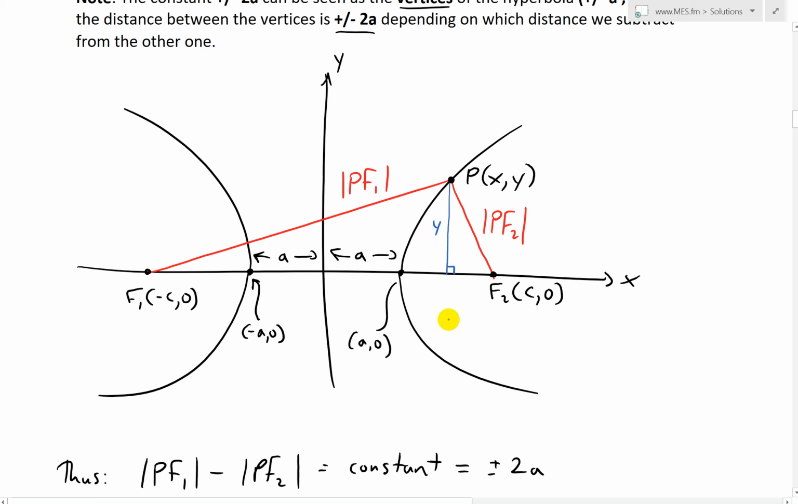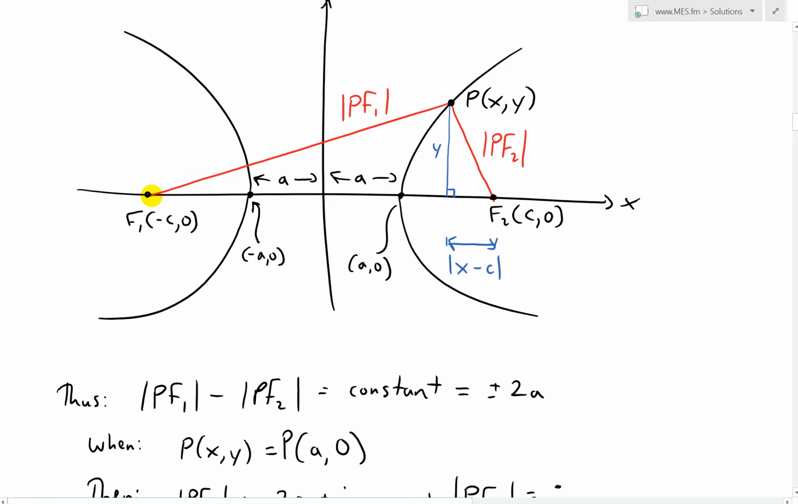And then the difference between here and here, I'll draw it like this, is going to be c, all the way to the x point. So I'll just say the absolute value of the difference, x minus c, the difference between x and c. Now let's look at the difference all the way across here. From F1 all the way to this point, first of all, from here to here is c, like that.